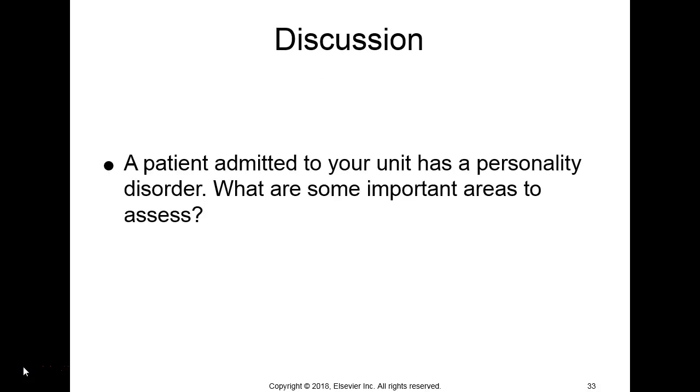So I think these are the last two slides here. We'll be done with Learning Plan 4. A patient admitted to your unit has a personality disorder. What are some important areas to assess? Overall, if you look at all the personality disorders, maybe not so much for obsessive compulsive personality because they don't tend to be self-destructive, but many of the other personality disorders definitely have a suicidal, self-destructive, self-harm or homicidal aspect. So safety would be the very most important thing that we as nurses really need to assess.